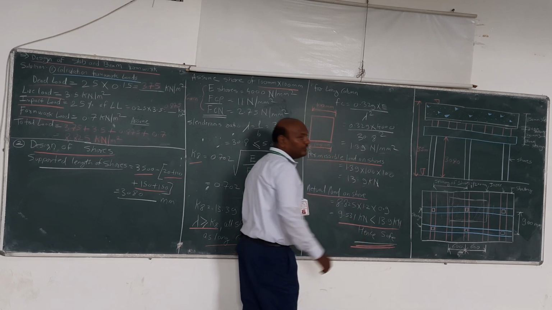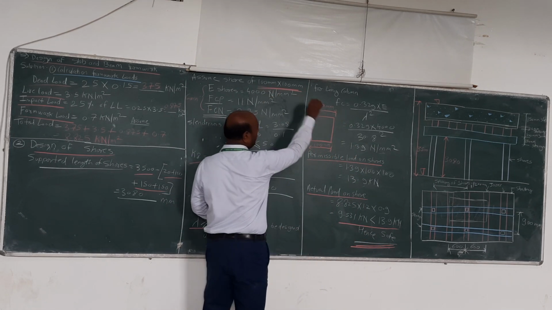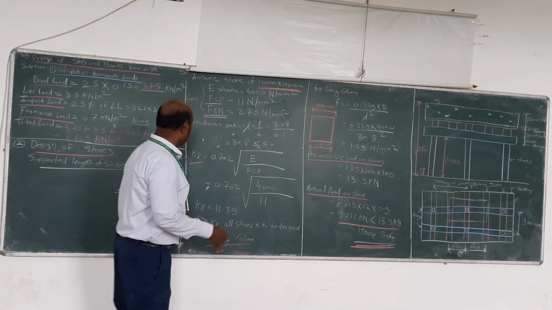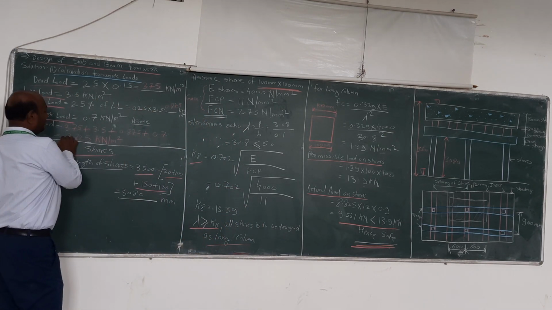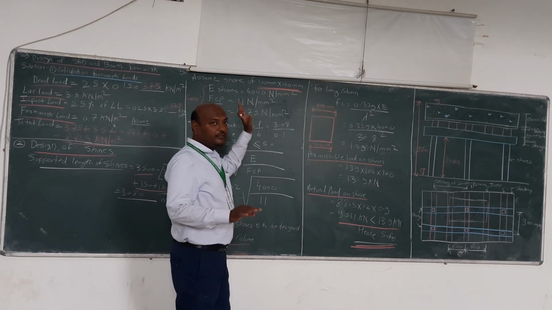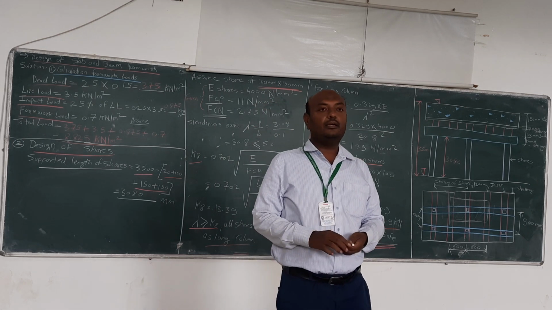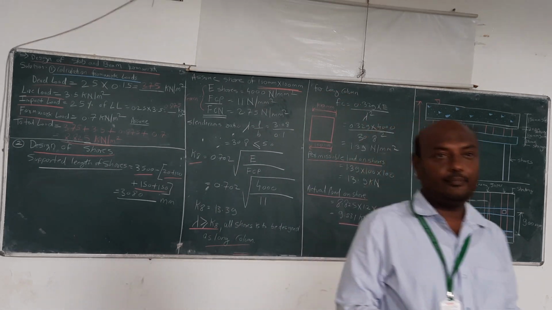Okay. Hence the shore which we are providing, of size 100 mm by 100 mm, on which the load coming is 8.825 kN per meter square, this shore which we have used is safe and we can provide this shore as a prop shore for this slab. Got it?